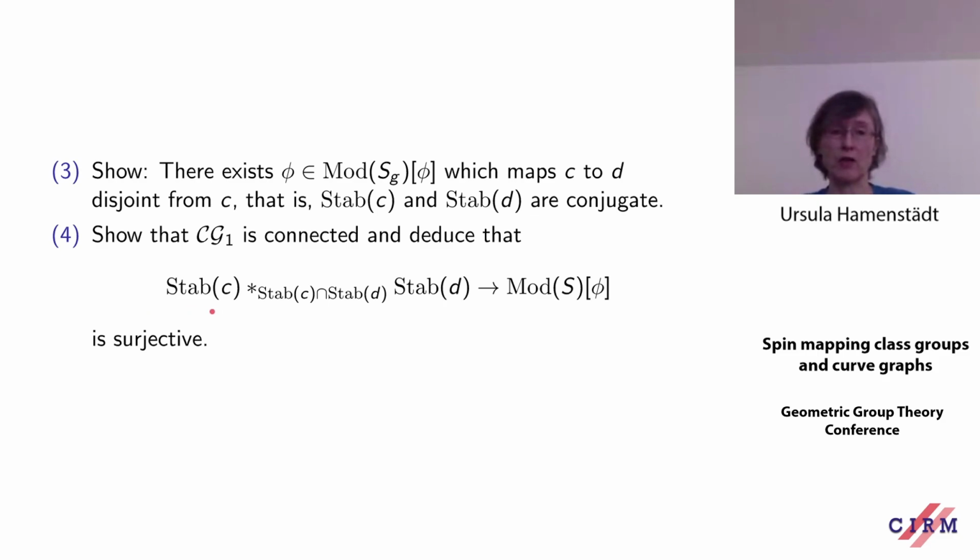So we take the amalgamated free product of the stabilizer of C with the stabilizer of D, amalgamated over the intersection of the stabilizer of C with the stabilizer of D, and then the universal property of amalgamated products tells us that there is a homomorphism into the spin mapping class group. And all we want to show is that this is surjective, and then we can use our inductive knowledge to show that the spin mapping class group is generated in the way we want.